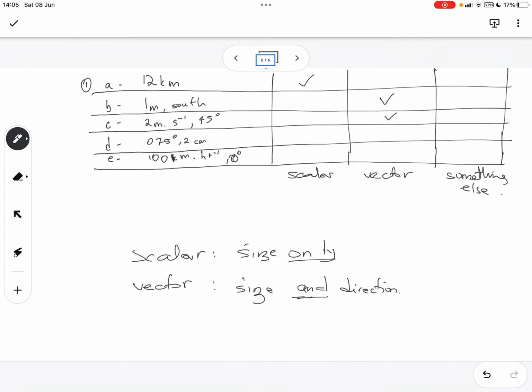It's a vector. It's a vector, ne? Why? Because it has direction. It has a direction and a size, a magnitude. Number D, 75 degrees, and then there's 2 centimeters. Is it a vector, a scalar, or something else?